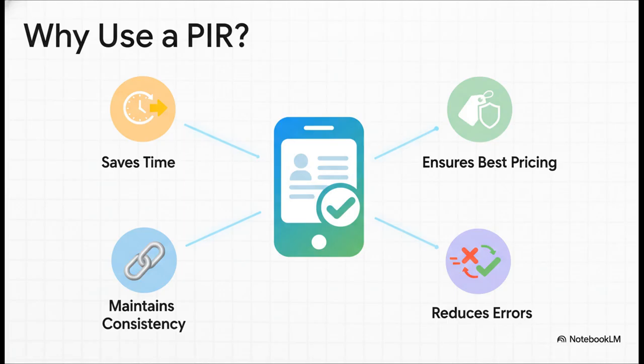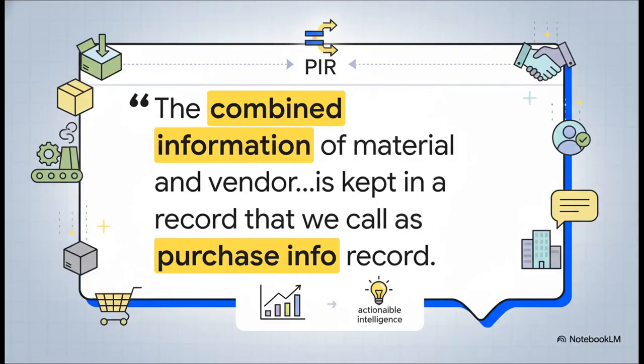You won't have a new sales rep trying to quote you 10% more than last time. Nope. The price is locked in, it saves time, it slashes errors, and it guarantees you're using the right terms every single time. One of the source materials we looked at just summed it up perfectly. It's the single, reliable place where all the combined information about the material and the vendor lives together. That's it. That's the whole magic of the purchase info record.